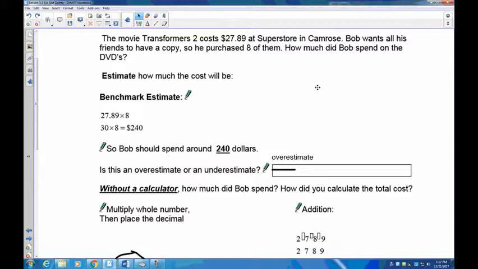The problem up here is, should it be above 240 or below 240? Well, if you look here, I have rounded 27 up to a 30. That means that my number is going to be slightly high. So I have what's called an overestimate. And I had a typo here, so I just corrected it. I have an overestimate because we rounded up.